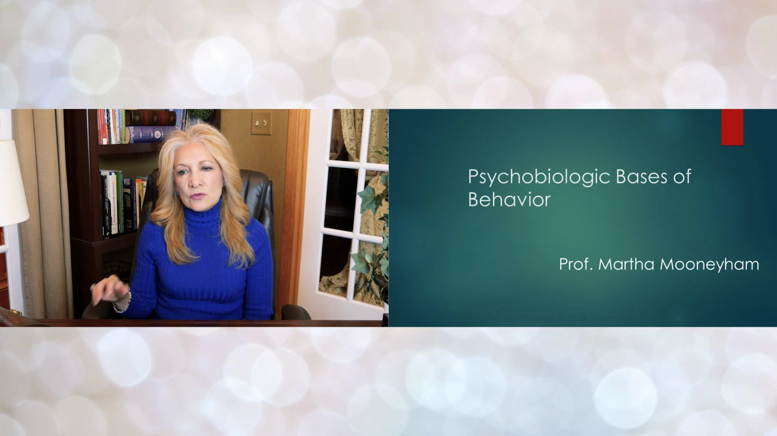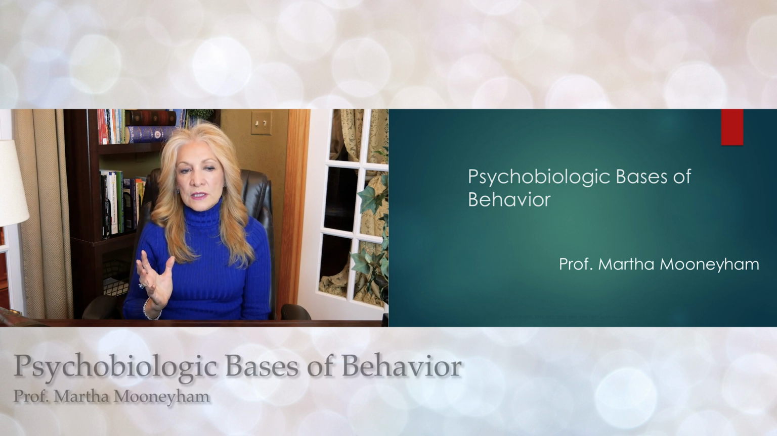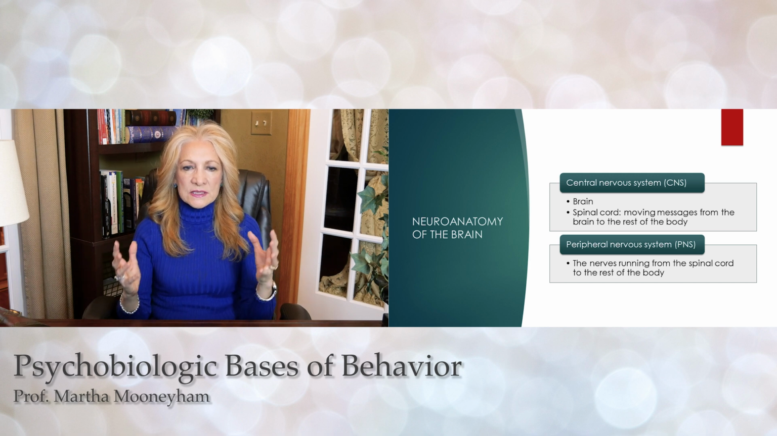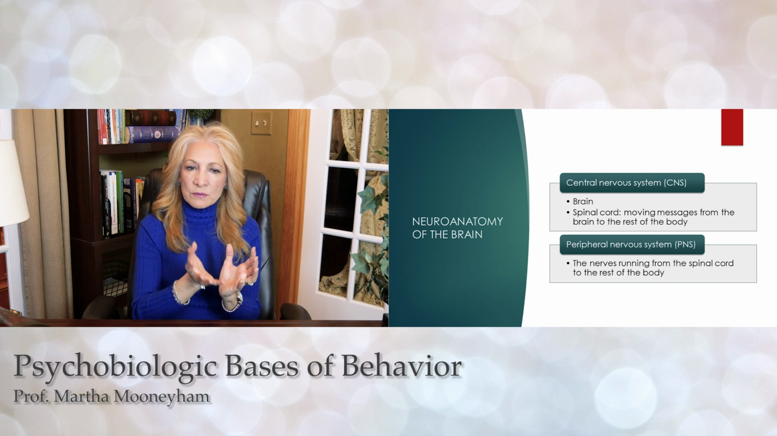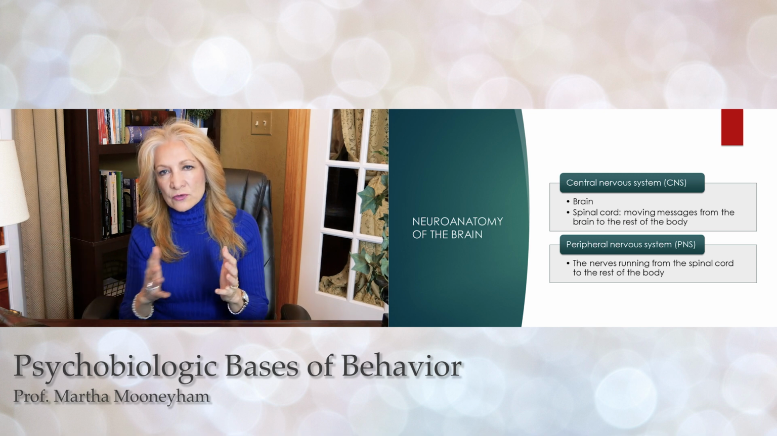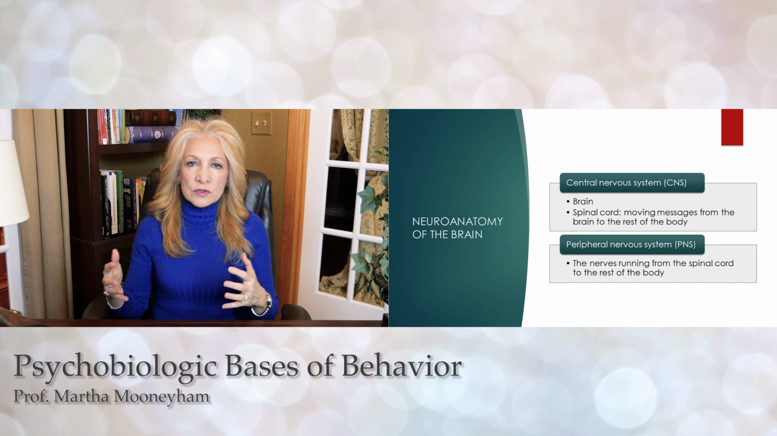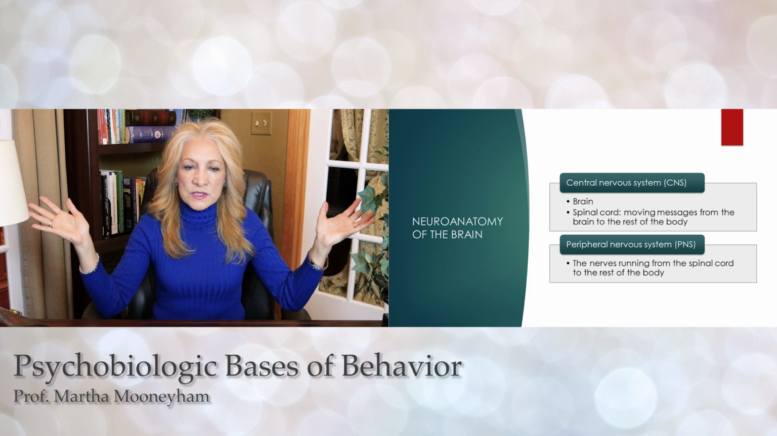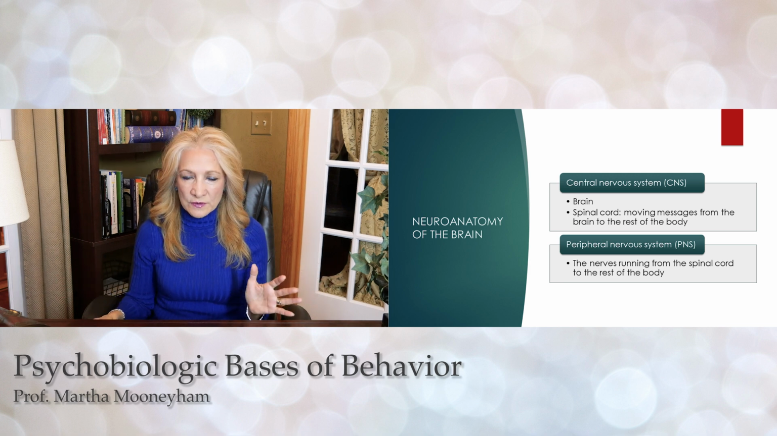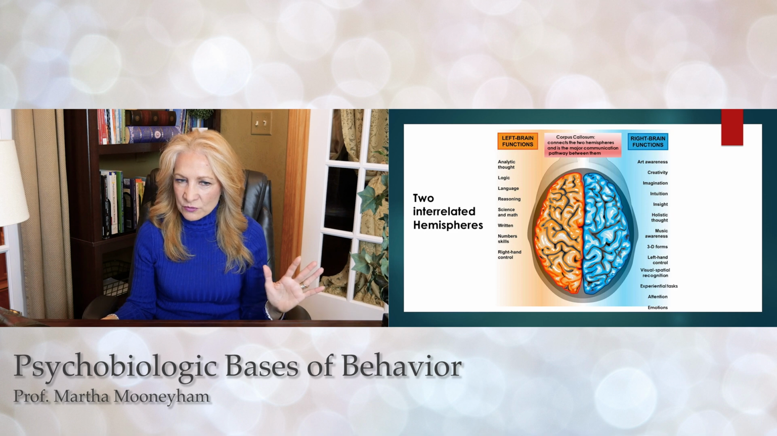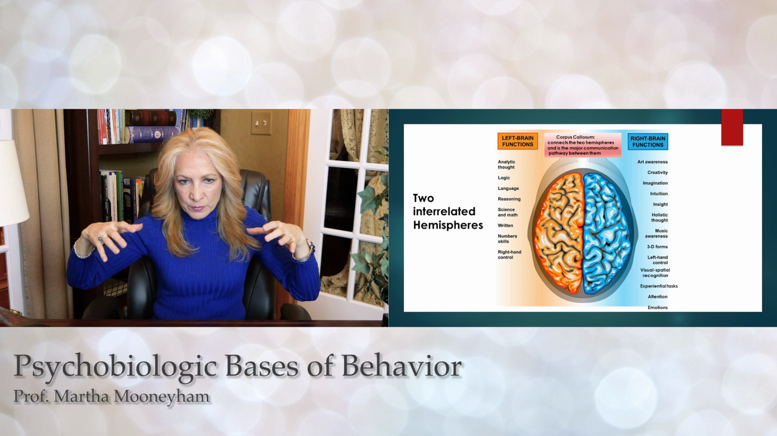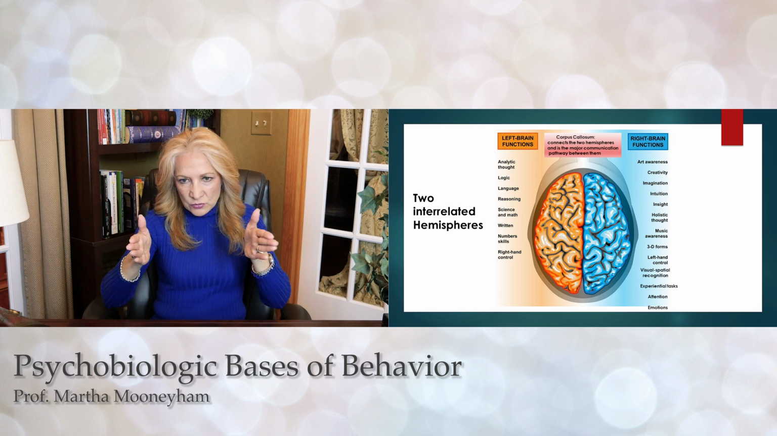First, we're going to do a general review of the neuroanatomy of the brain. As you know, we have the central nervous system, which consists of the brain and the spinal cord. And the spinal cord moves messages from the brain to the rest of the body. And then we're going to have the peripheral nervous system, which is all the nervous system that runs out of the spinal cord to the rest of the body. Very basic so far. If you zoom out and you look at the brain from the top, we would be able to divide the brain in two hemispheres.